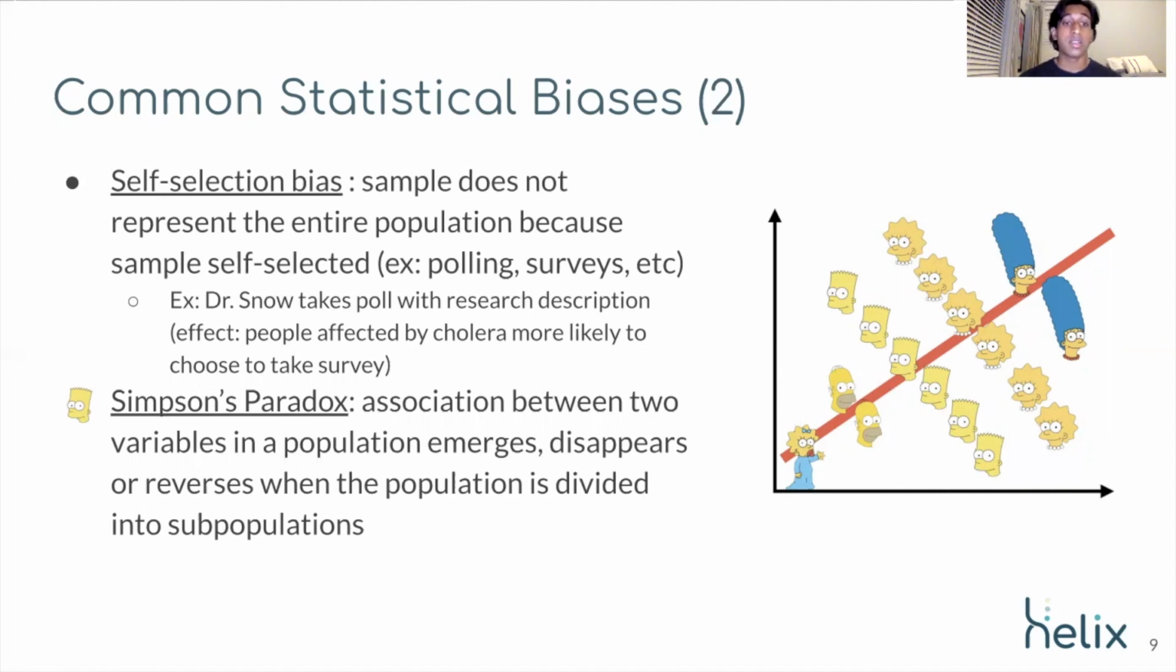The fourth and last bias that we're going to talk about is Simpson's paradox. And this is when an association between two variables in a population emerges, disappears, or completely reverses when the total population is divided into its subpopulations and that same study is run.